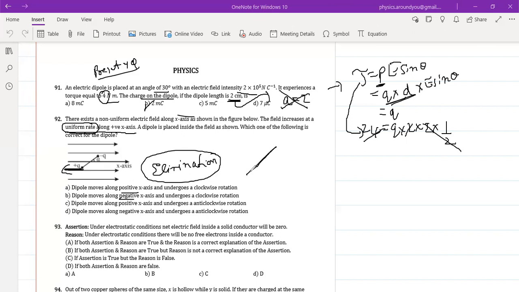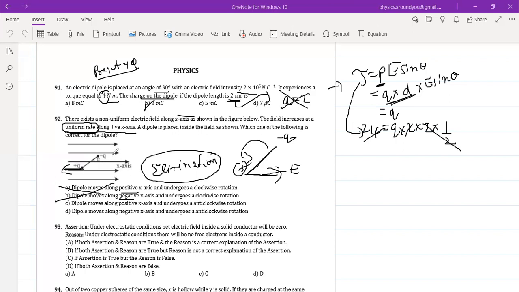We have discussed this trick in the class. Whenever you have a dipole, just consider the positive charge and consider a direction in which the electric field is shooting at the positive charge, right? So here the electric field is shooting in this direction, the positive direction. Therefore, the dipole would spin anti-clockwise. So the dipole shall rotate anti-clockwise. So A and B are gone. Either it is C or it is D. Which of these is it?